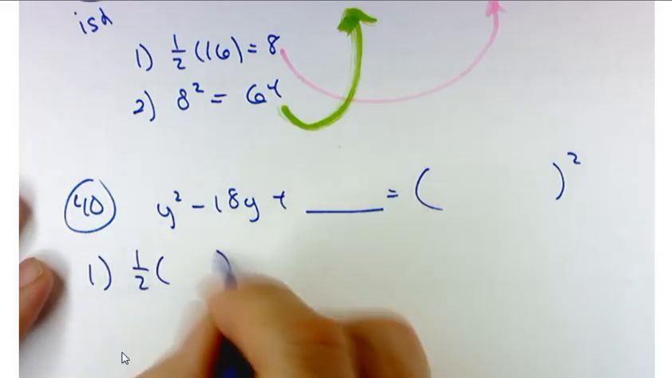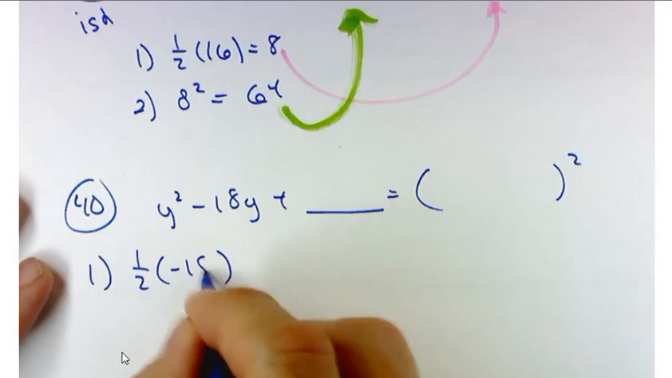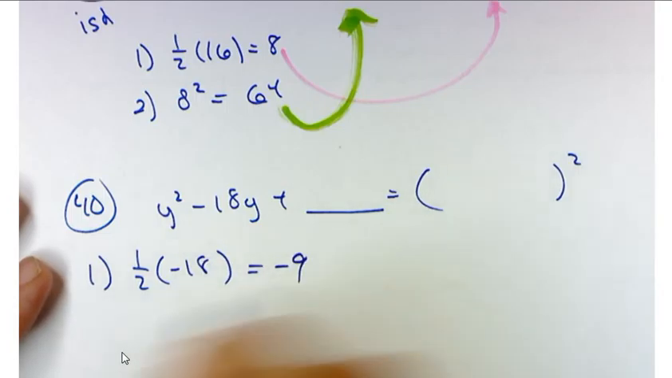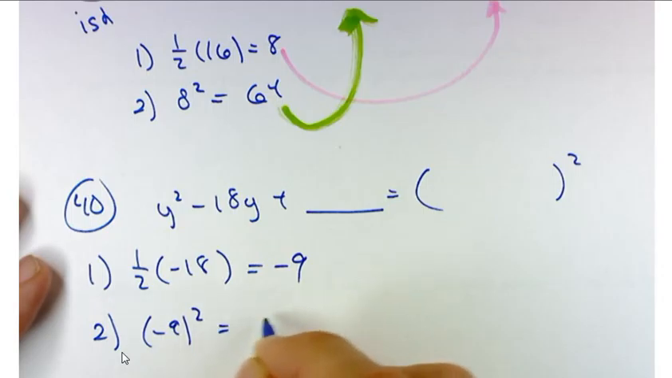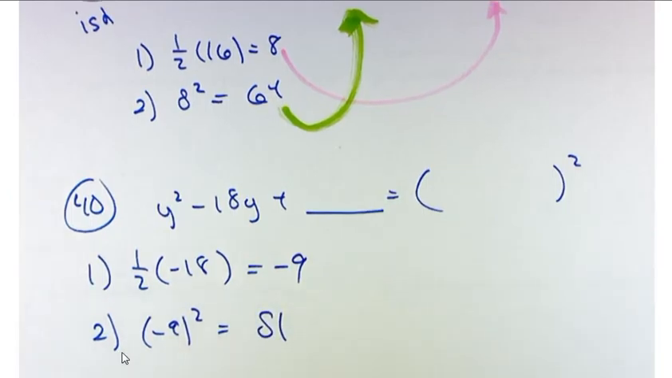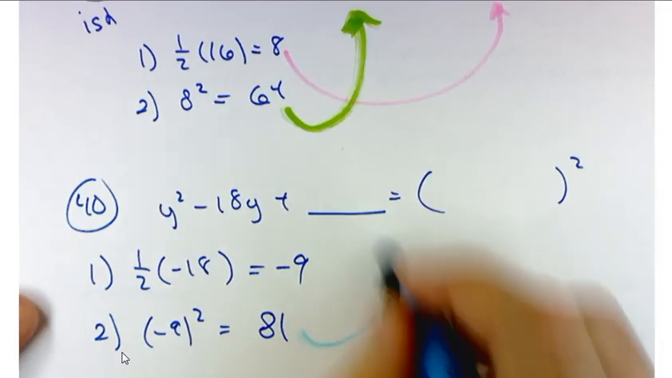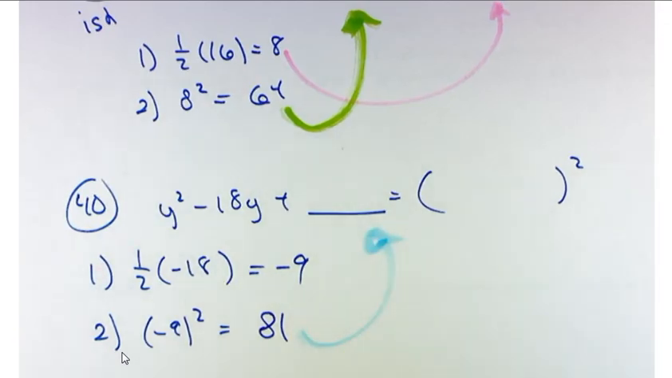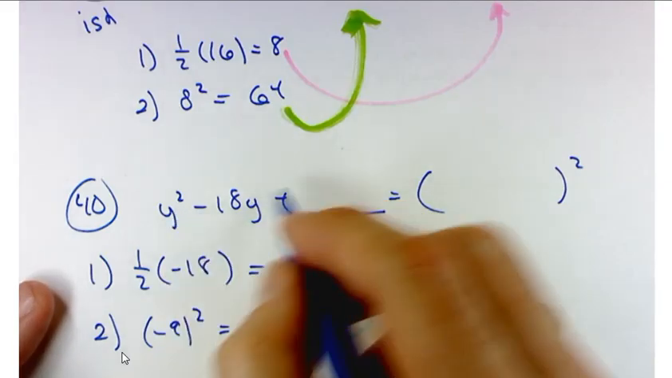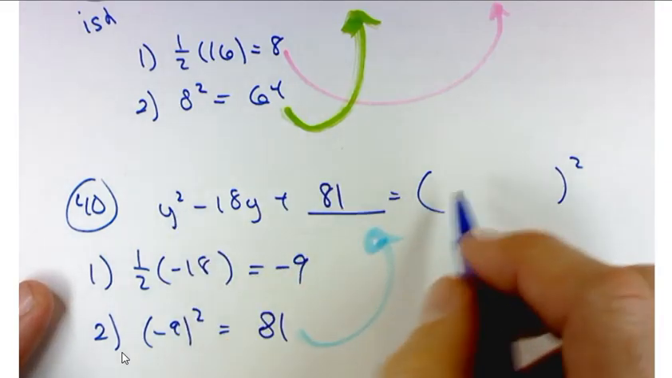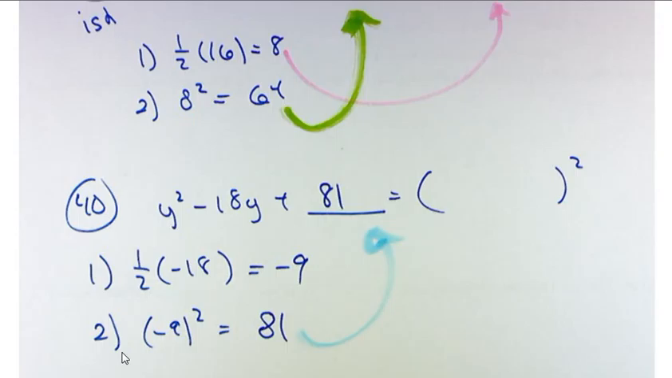1/2 of what? What's that give me? And when I square -9, ooh, positive 81. Yeah, positive 81. So that 81, where does that go? Goes right here. So y squared minus 18y plus 81. How about in the parentheses? What's going to go in the parentheses?